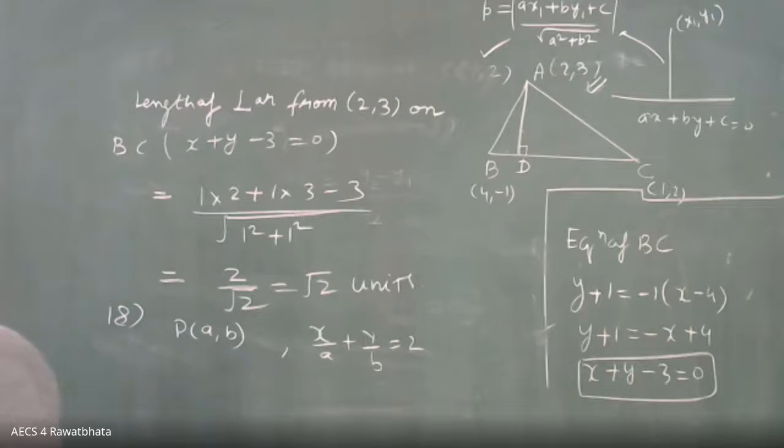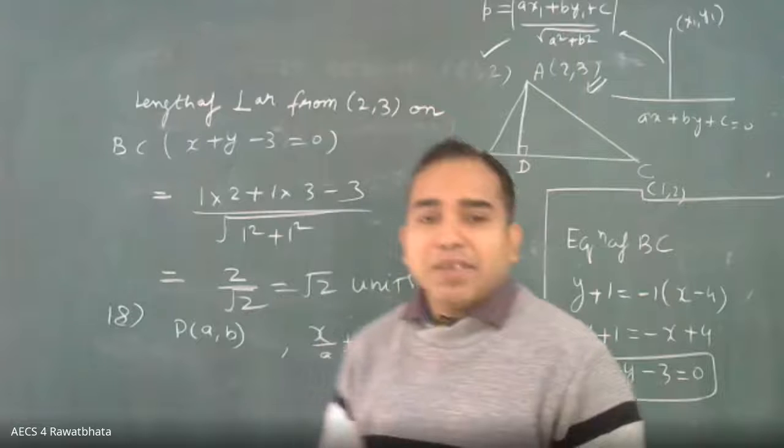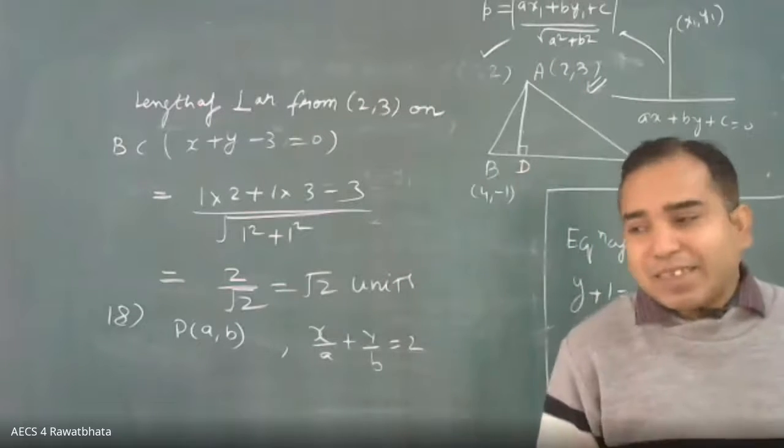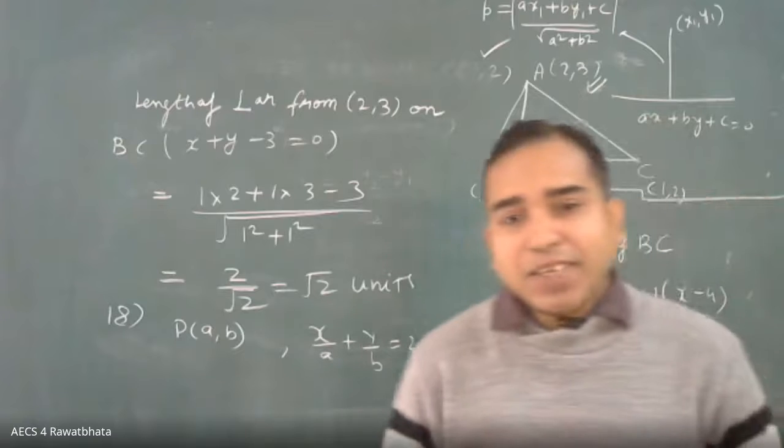P of A, comma B is the midpoint of a line segment between axes. Show that equation of the line is x upon A plus y upon B is equal to 2. Is this? Yes, sir. No, sir. Deepal, my dear, this belongs to a previous exercise, I think.